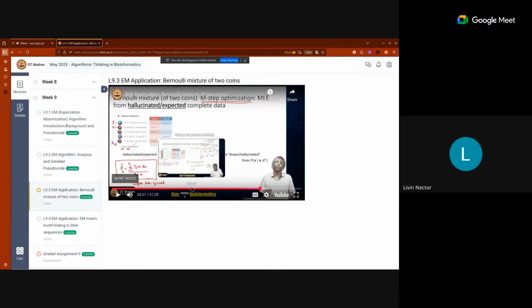So first in the E step, we estimate the responsibilities. So given the responsibilities, we fit, right? So in the E step, we estimate the responsibilities, and in the M step, we estimate the parameters using the estimated responsibilities because we don't know the actual responsibilities. So that's how the M step proceeds.